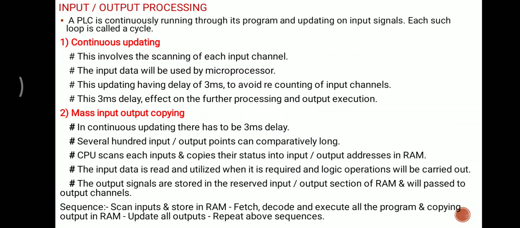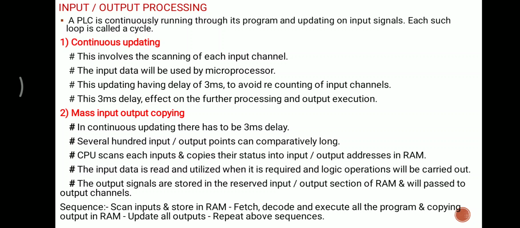Now the next topic is input output processing. In this, whatever input output we are calling inside the PLC, we are making some actions on that. How we collect the data at the input zone and at the output zone is again very important. The PLC is continuously running through its program and updating the input signal. Each such loop is called a cycle.